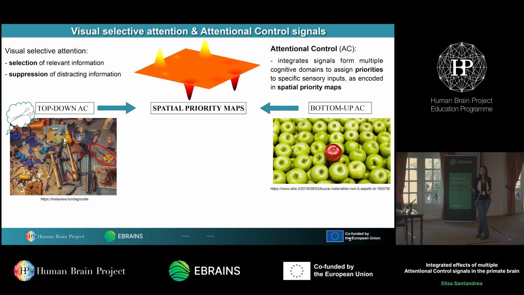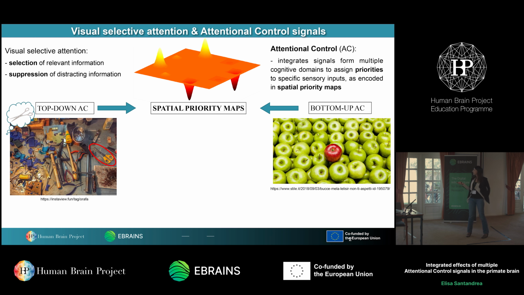Then we have bottom-up attentional control, which is, in a sense, the opposite. It's an automatic process which is guided by the intrinsic perceptual properties of the sensory stimulation, and in particular by the salience of a given stimulus. For example, here in the picture, you see the red apple grabs our attention because it's in a very homogeneous background of green apples. So it's a high contrast stimulus in terms of color.